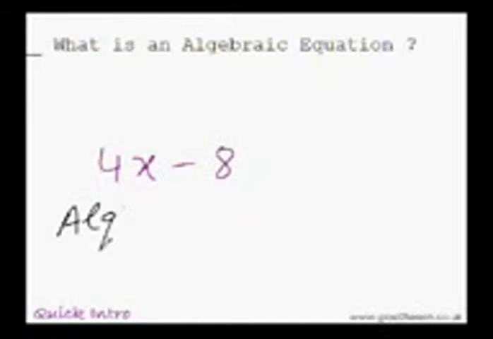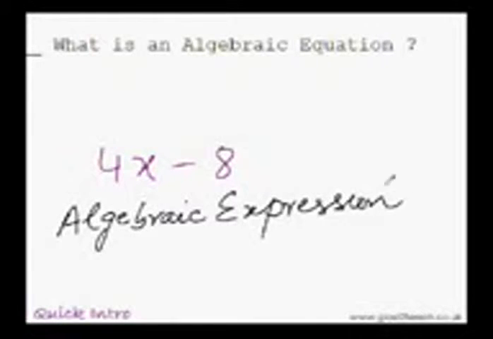Can you tell me what is an algebraic equation? Like if I write 4x minus 8 and ask you what is that? I'm sure you would say that since an equal to sign is missing, it must be an algebraic expression. But then if I put it equal to something, let's say if I put it equal to 0, then it becomes an algebraic equation.